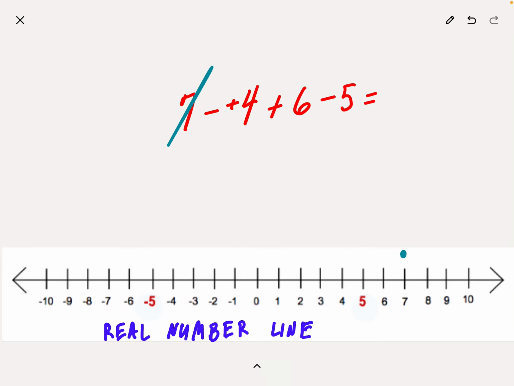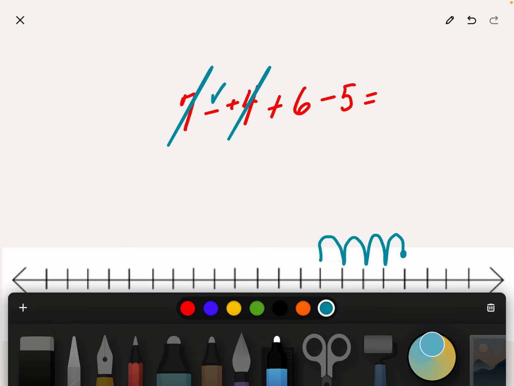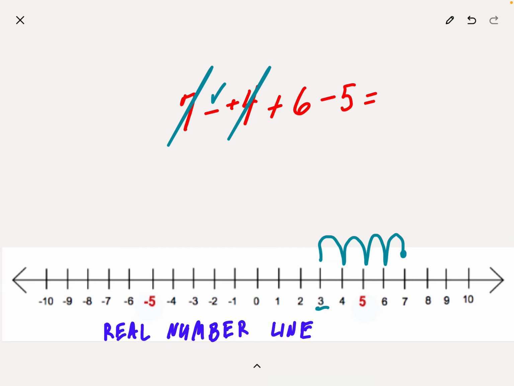And then I'm going to go to the left because there's a minus there. I'm going to go left 4. 1, 2, 3, 4. So I'm finishing at 3. I can cross that off, change the colors. Now for the plus 6, I'm going to go back to the right. So it's going to be 1, 2, 3, 4, 5, 6. So cross that off. And the last one is -5.